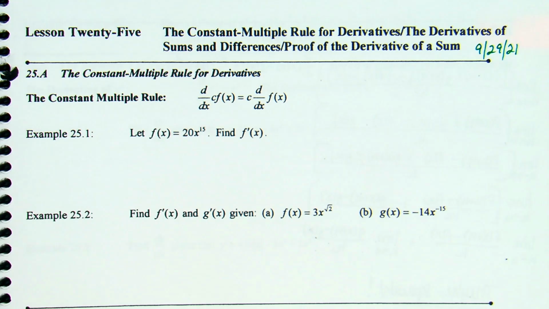Okay, so lesson 25, as I mentioned, is derivatives. You'll notice it says the constant multiple rule for derivatives, the derivatives of sums and differences, and proof of the derivative of a sum, which there's some information on the back. We're not actually going to do anything with it, but we'll look at it a little bit. Now, good news is the derivatives we're looking at are very much building on what you already know.